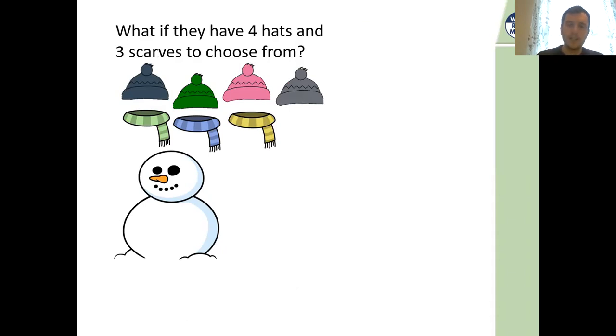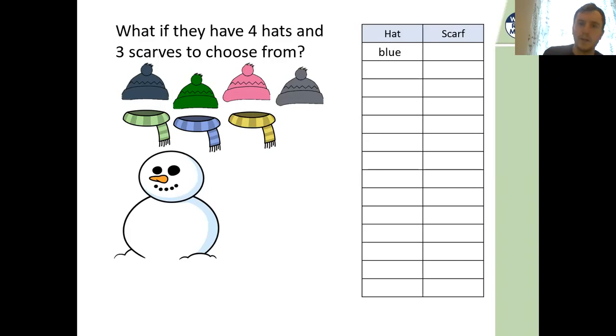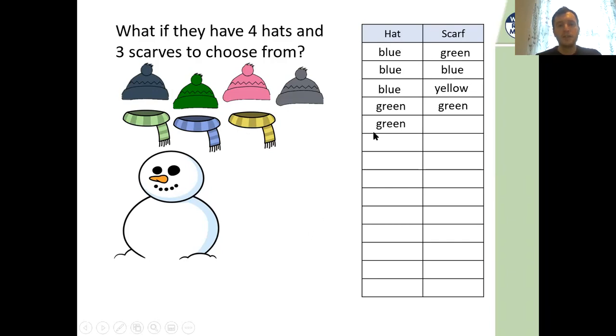Let's have a look at that together. So I'm going to start with my blue hats. And I can do blue hat with a green scarf, blue hat with blue scarf, blue hat with yellow scarf. So let me show that over here. Blue hat with green scarf, blue hat with blue scarf, blue hat with yellow scarf. Which hat do you think I'm going to go on to next? Yeah, I'm going to go on to my green hat, and I can go green hat, green scarf, green hat, blue scarf, green hat, yellow scarf. Green with green, green with blue, green with yellow.